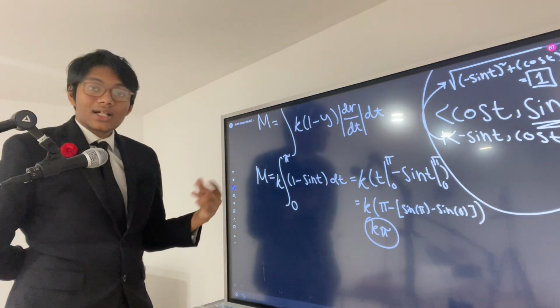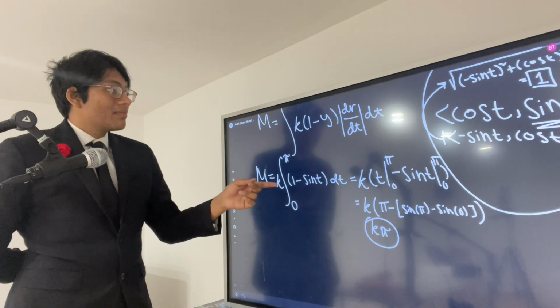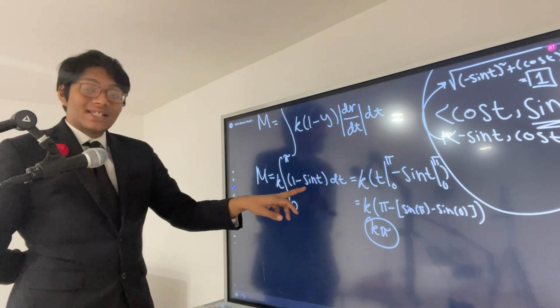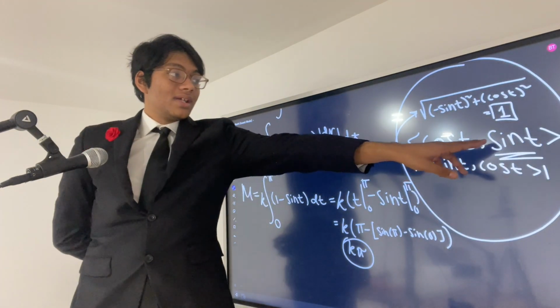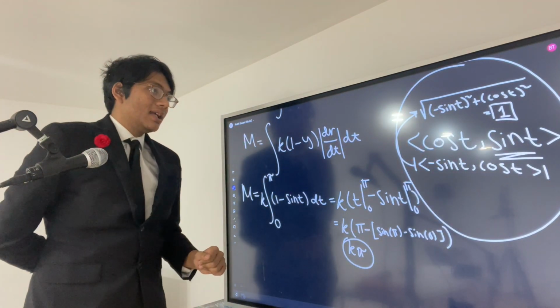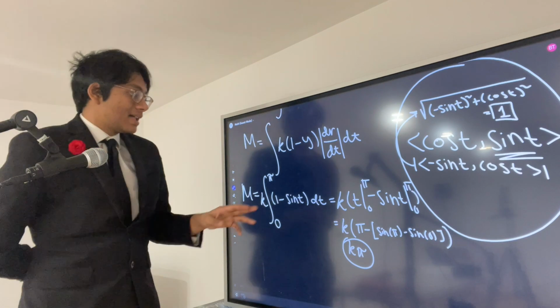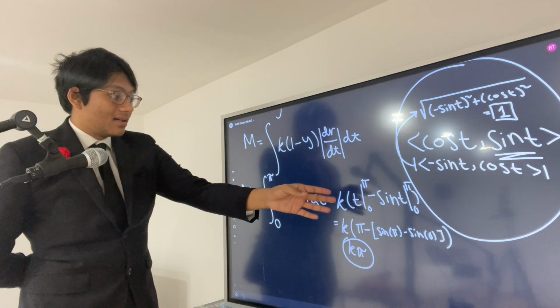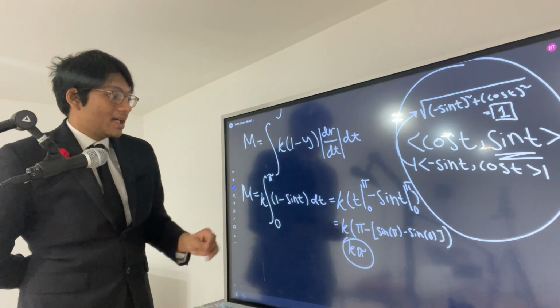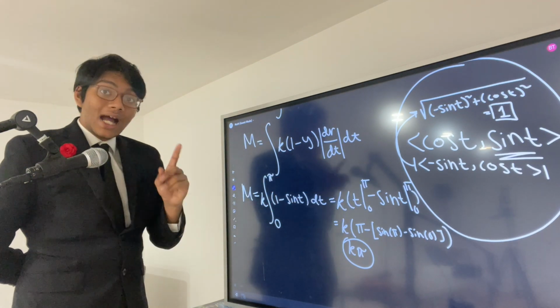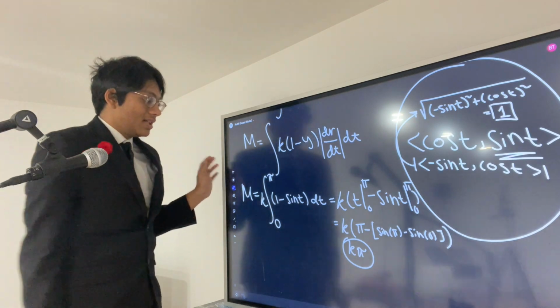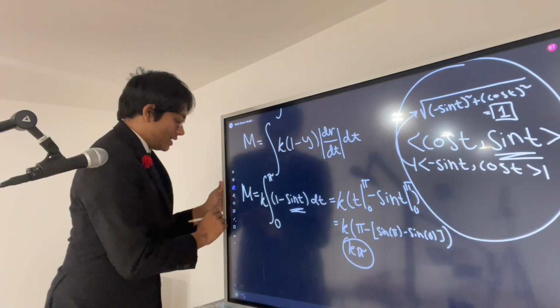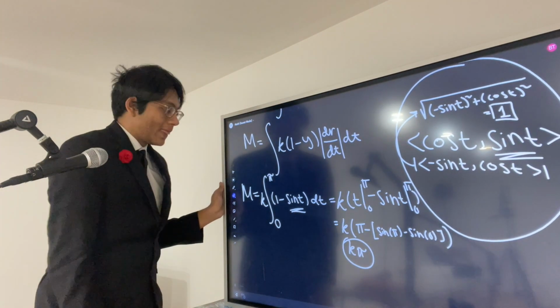I had k, which was the constant, so I pulled it out, times 1 minus sine of t. Where did that sine of t come from? Well, it came from the y component of my parametrization, times dt, and then I simply had k times t from pi 0 to pi minus sine of t. But that's where the mistake is, right? Because the integral of sine of t is not sine of t.